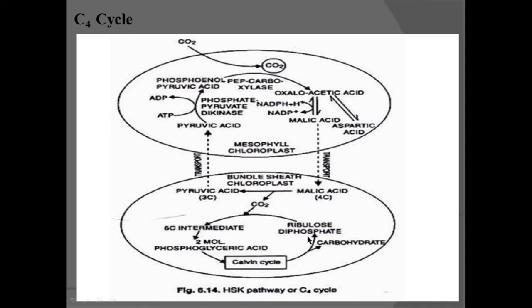This is a cyclic process. And now this released pyruvic acid, the 3-carbon compound, is transported back towards the mesophyll cell. Now what happens in the mesophyll cell? Pyruvic acid combines with 1 molecule of ATP with the help of the enzyme phosphate pyruvate dikinase. It is reconverted into phosphoenol pyruvic acid, a 3-carbon compound. And now this phosphoenol pyruvic acid is ready to take another atmospheric CO2.